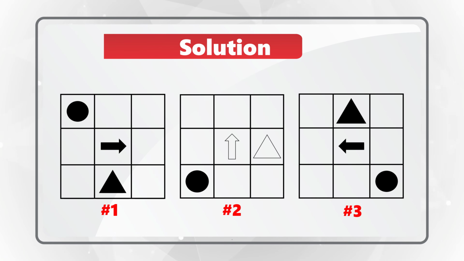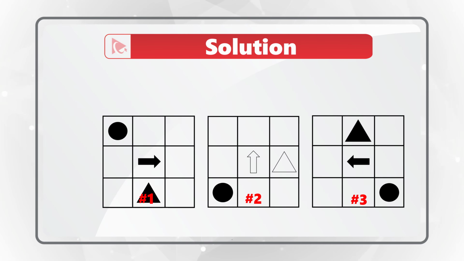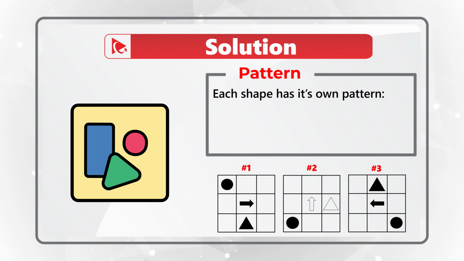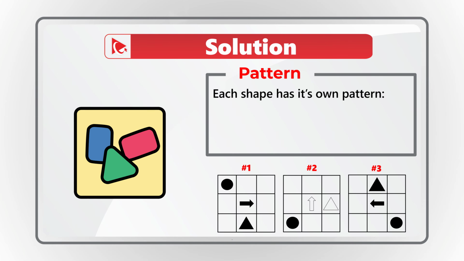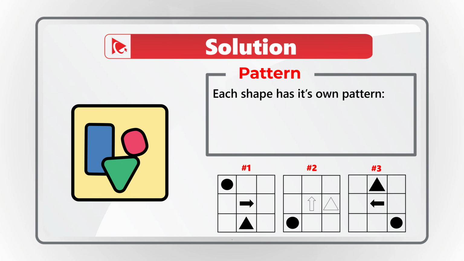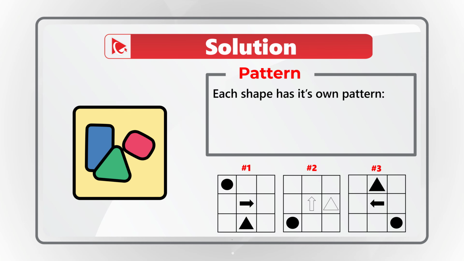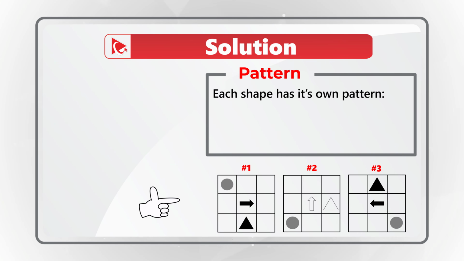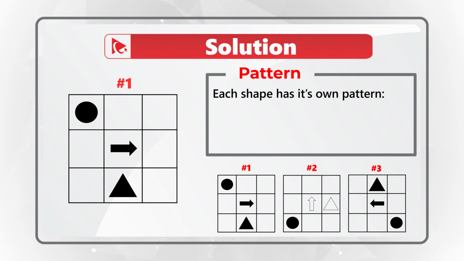I'm probably not going to surprise you when I say that to solve this challenge, you need to detect the pattern. And each shape here has its own pattern. For example, because we have three different shapes inside the 3x3 matrix, we have circle, we have arrow, and we have triangle, we need to look at each individual shape and determine the pattern for each individual shape. Let's start with the arrow.